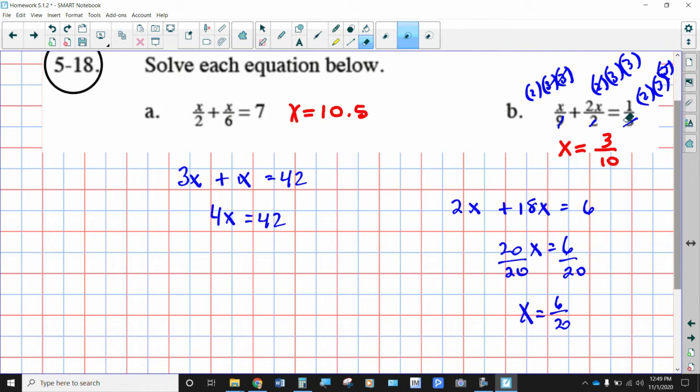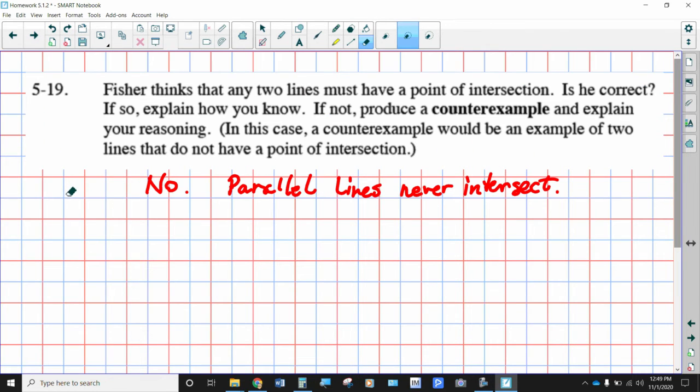And nobody wants to check that either, because that's a horrible kind of a check to have to do. But if you want to get the answer right, you should check it. All right, moving on. Fisher thinks that any two lines must have an intersection point. And the question is, is he correct? If not, provide the counterexample.